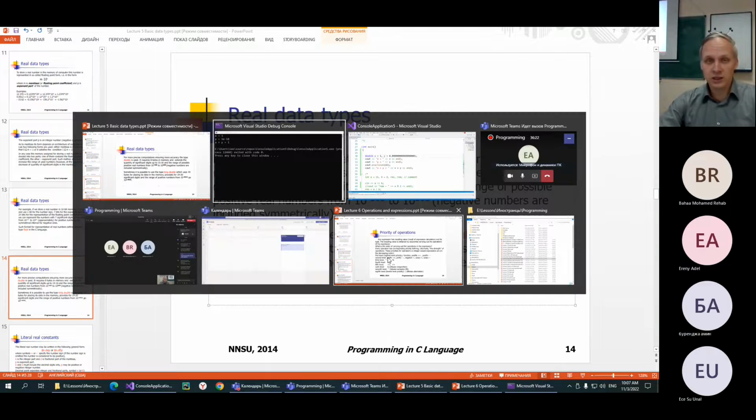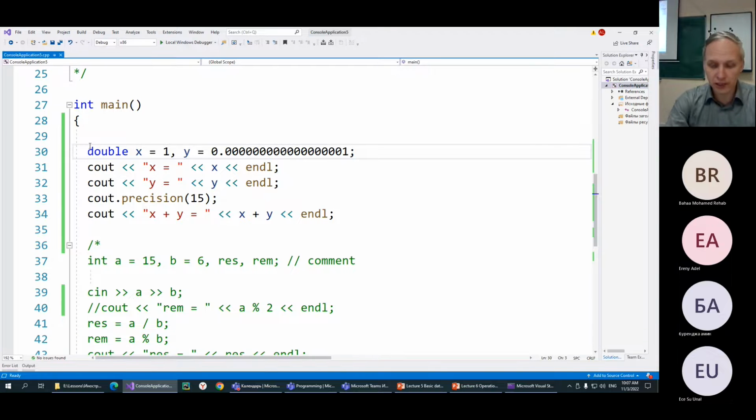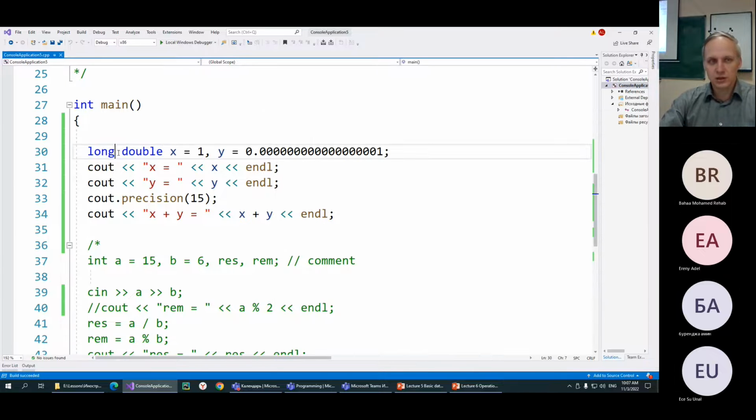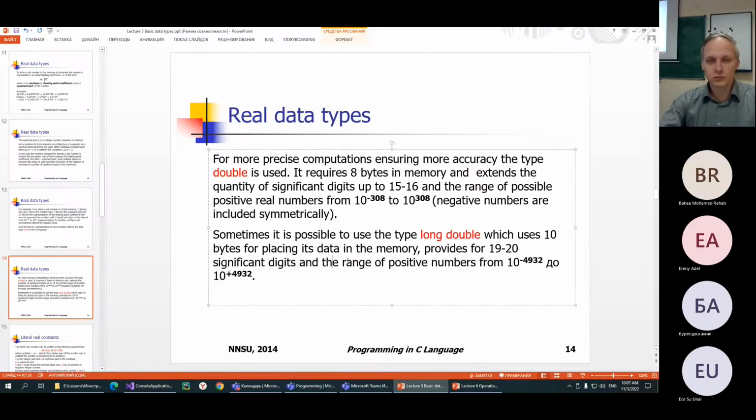But in Visual Studio, you can type long double, but actually long double equals double. So there is no difference between these two types. Long double is supported by other compilers. Unfortunately, we cannot use long double here.